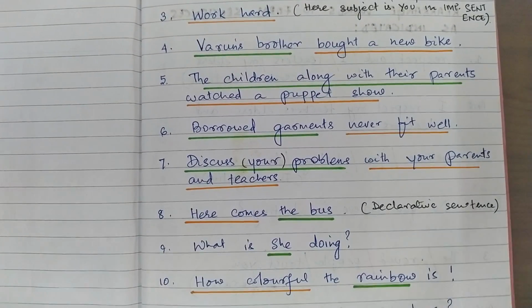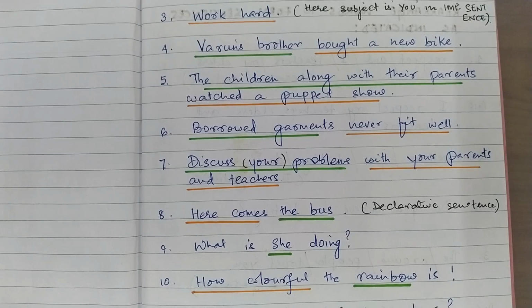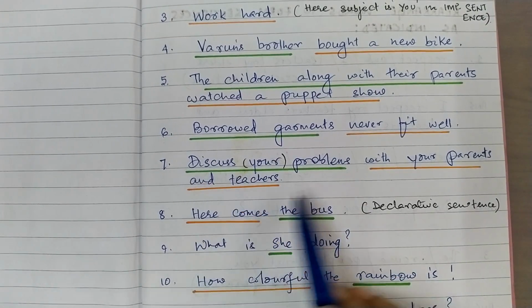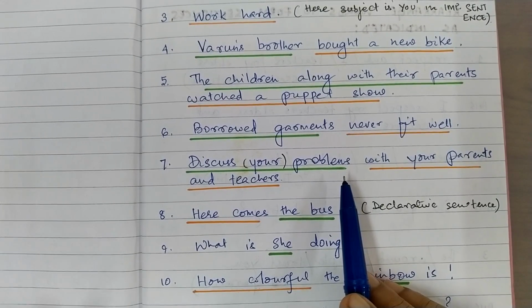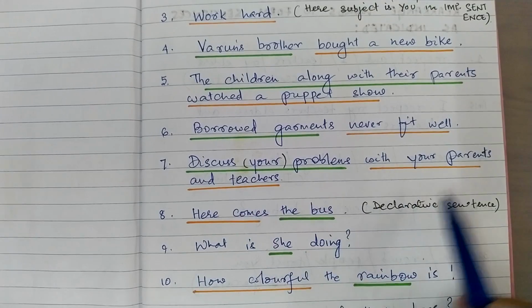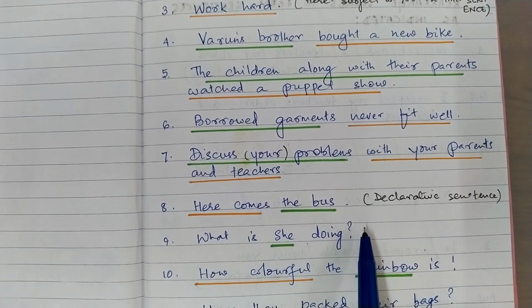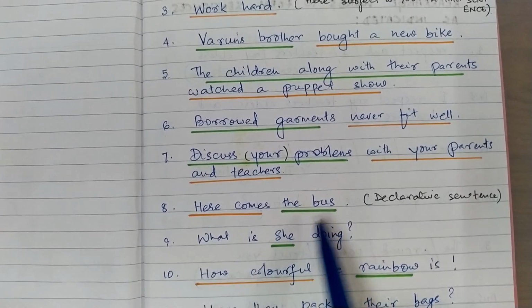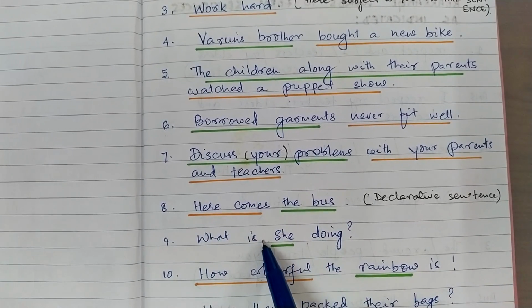Number 7. Discuss your problems with your parents and teachers. Now children, the subject here is you. So discuss your problems becomes the subject. And what you have to discuss, with whom you have to discuss, with your parents and teachers becomes the predicate. Number 8. Here comes the bus. Now children, this is a declarative sentence. So the subject here is the bus and here comes becomes the predicate.